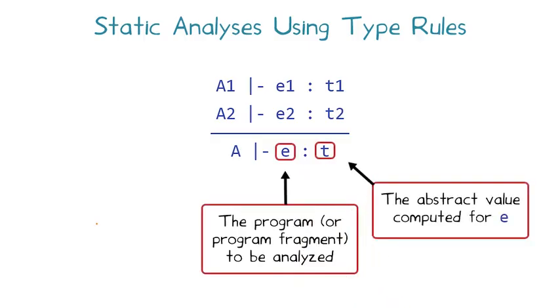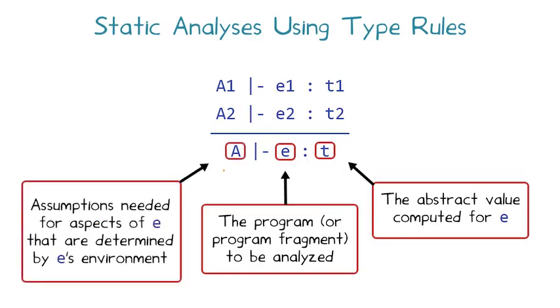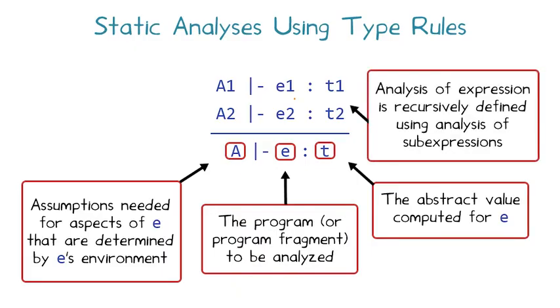T will represent an abstract value, which need not necessarily be a type, that is computed for the program E. And instead of mapping variables to types, the environment A may now describe assumptions needed for aspects of E that are determined by the rest of the program. This will allow us to recursively analyze hypotheses of each inference rule, that is, the sub-expressions of the program, to prove that the program has some particular global property. What sort of properties can we reason about in this manner?